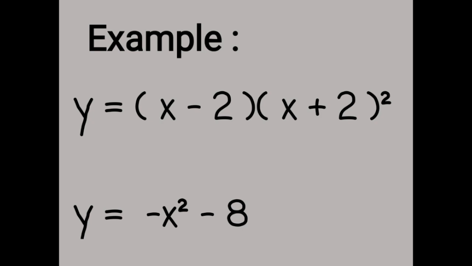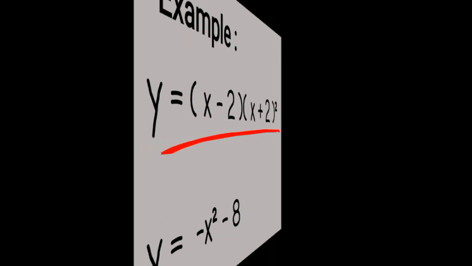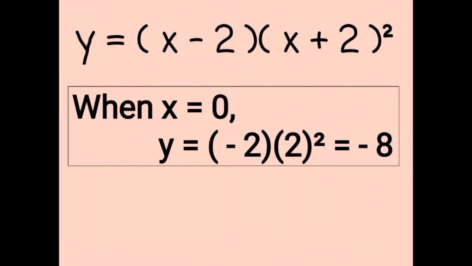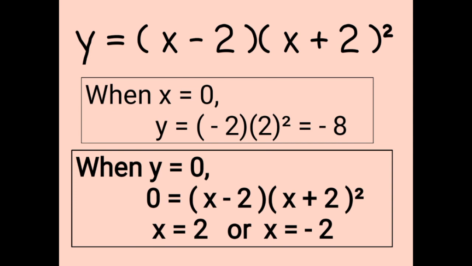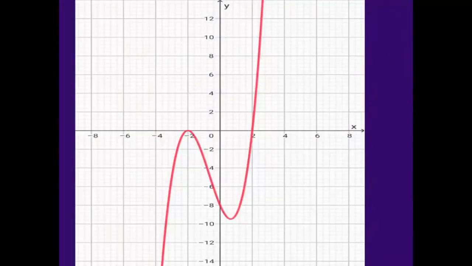So first, let's sketch the graph of y equals (x minus 2)(x plus 2) squared. When x equals 0, y equals minus 2 times 2 squared equals minus 8. And when y equals 0, x equals 2 or x equals minus 2. Here, x equals minus 2 is a double repeated root. So, this is a cubic graph with a positive x cubed coefficient and hence the graph would look like this.